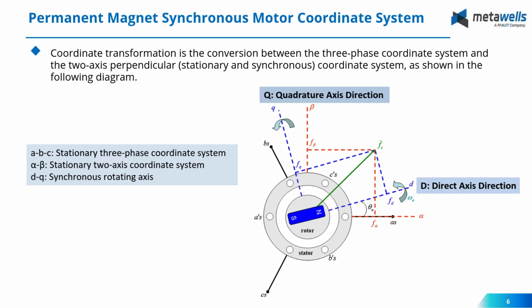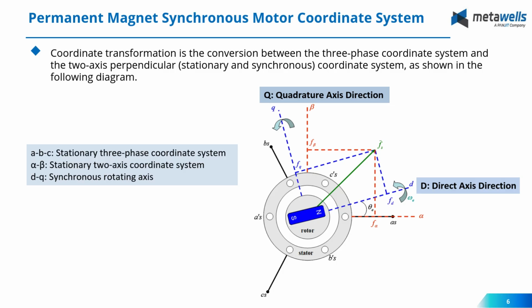Okay, next, we have the 2-axis stationary coordinate system. We call it alpha and beta, the red line, which is a fixed reference frame. This simplifies the mathematical handling of the motor signals. And finally, we rotate this alpha beta to the DQ frame. The DQ frame, we call it a synchronous rotating coordinate system.